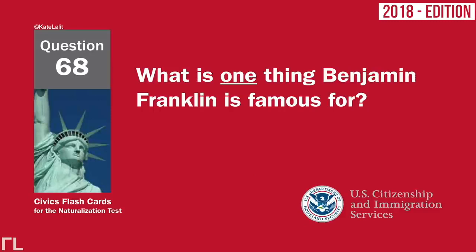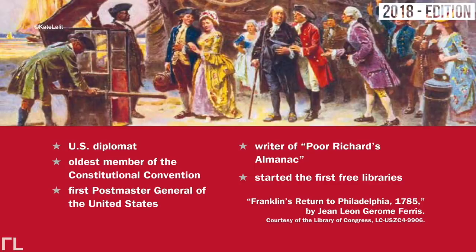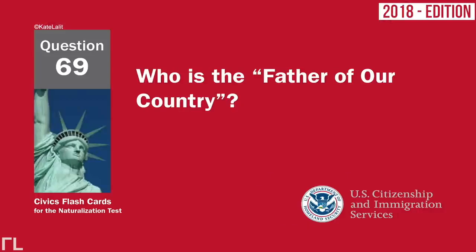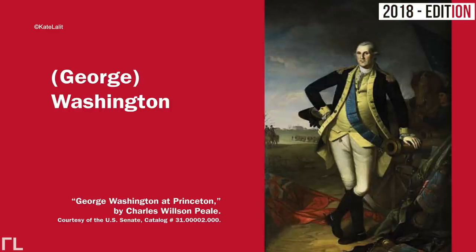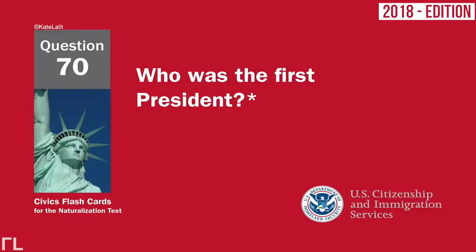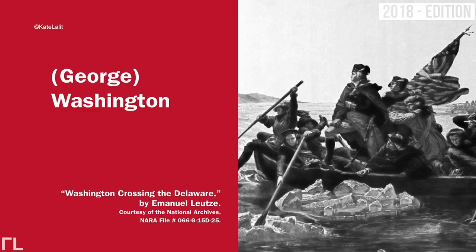What is one thing Benjamin Franklin is famous for? U.S. diplomat, oldest member of the Constitutional Convention, first Postmaster General of the United States, writer of Poor Richard's Almanac, started the first free libraries. Who is the father of our country? George Washington. Who was the first president? George Washington.